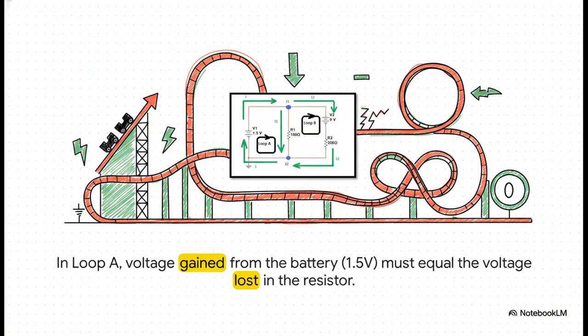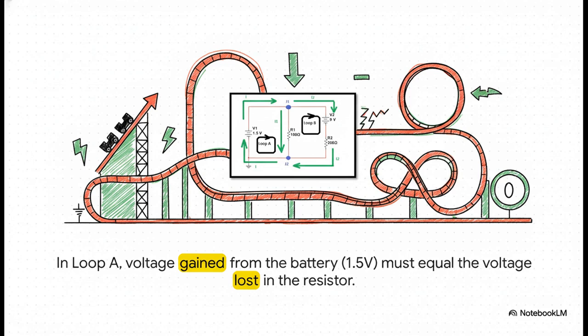Now, the second law, the loop rule. This one's kind of like a roller coaster. Just think about it. You start at the bottom, right? The chain lift, that's our battery, hauls you up, giving you a huge boost of potential energy or voltage. Then, as you zoom through the twists and turns of the track, those are our resistors, you lose that energy. By the time you pull back into the station, you're at the exact same height you started.